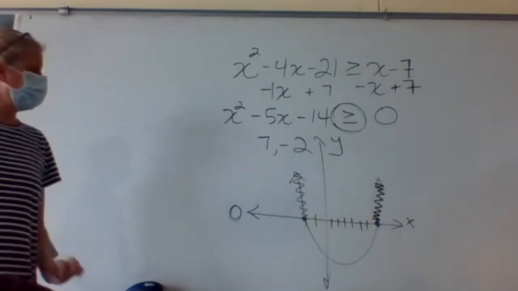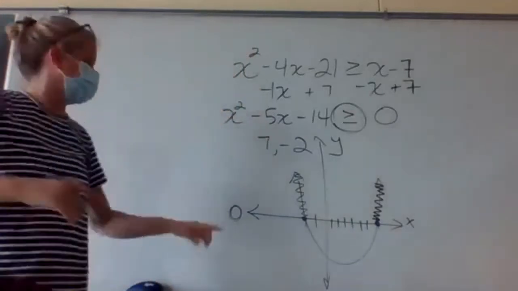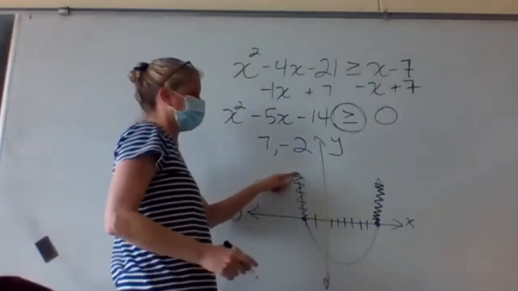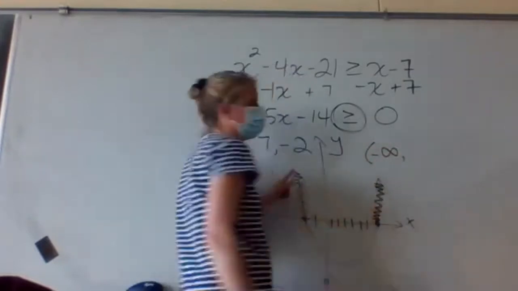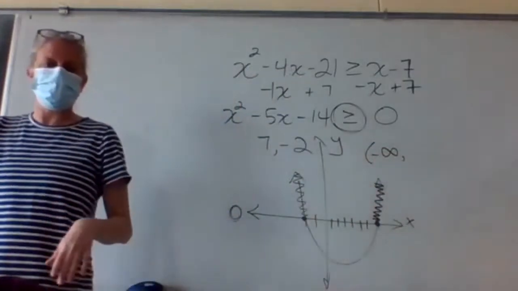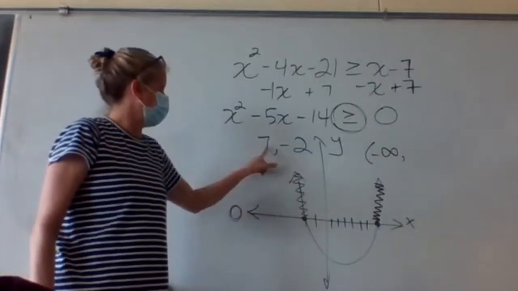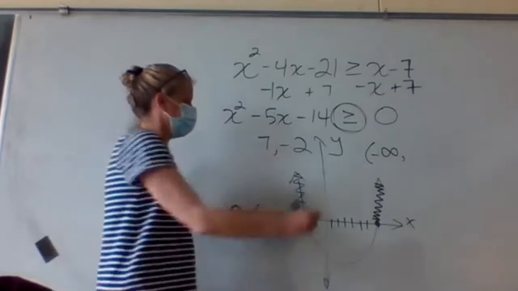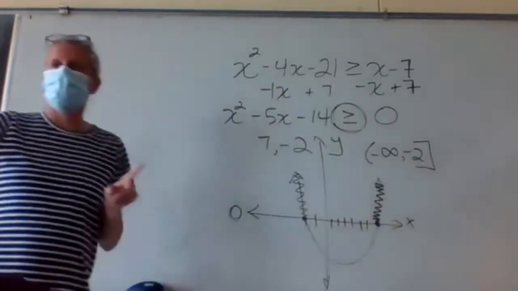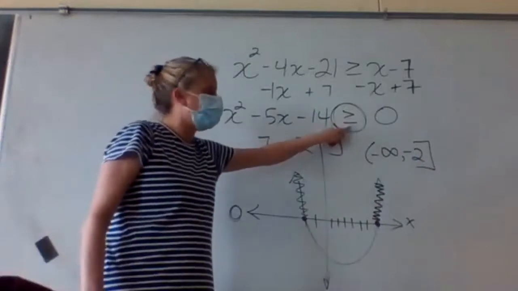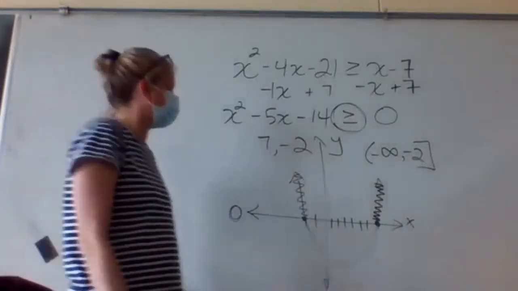So I want to talk about those two intervals. That's where it's above the x-axis. So let's see. Where does it start? An arrow to the left means negative infinity. Infinities always have parentheses. Now, when it gets to here, which one is that? Negative 2. It's negative 2. And it's a bracket. And that's where your bracket goes. Because it's greater than or equal to these two numbers. So you want to include that negative 2.